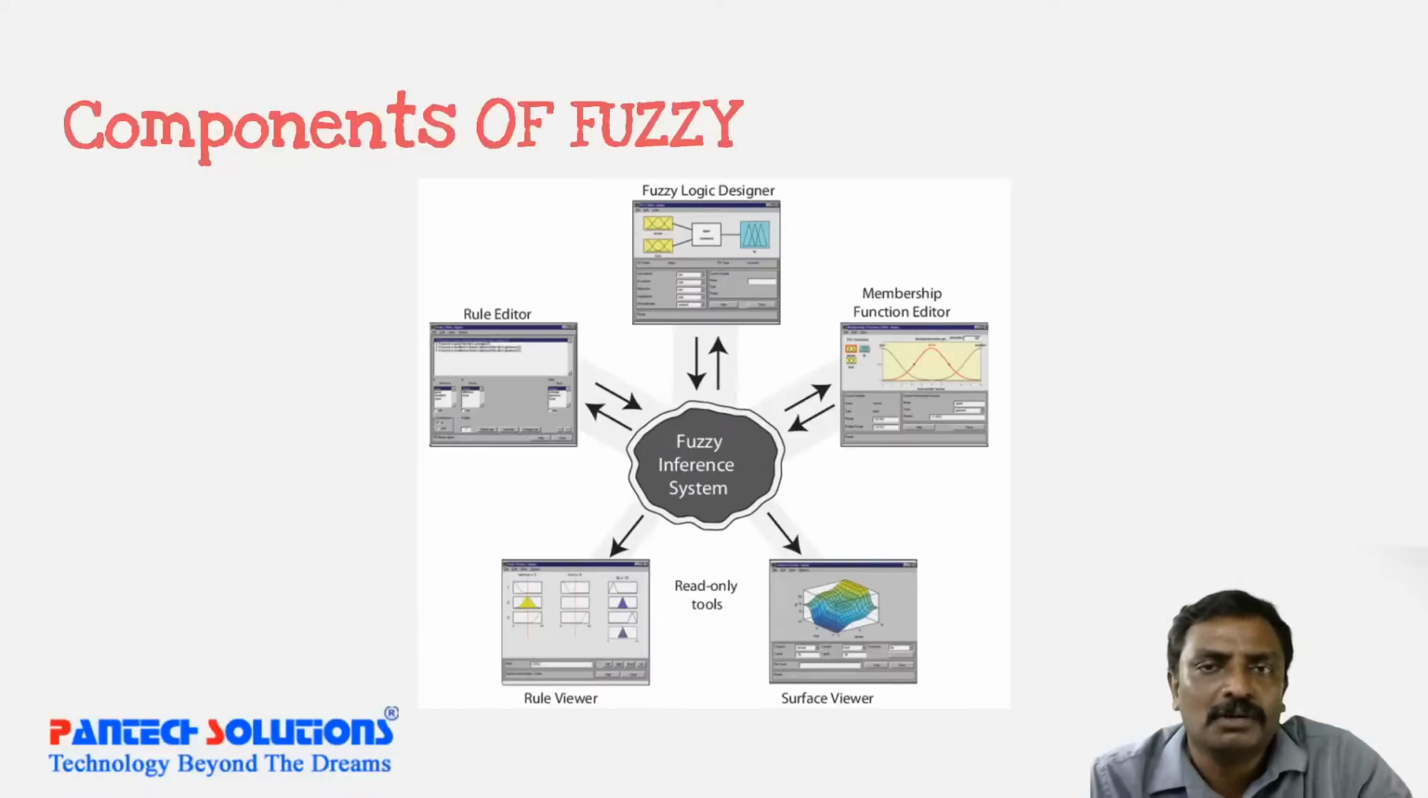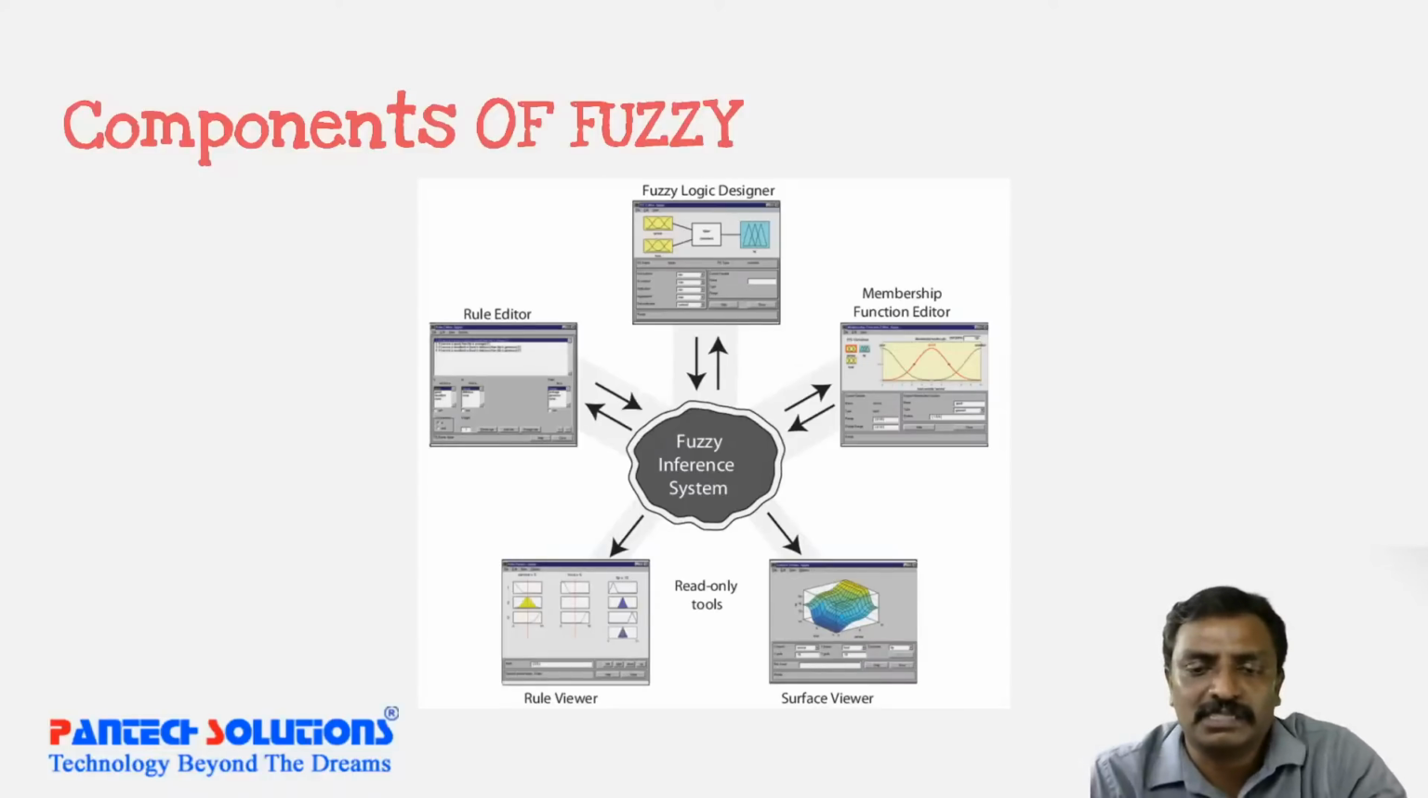And the rule viewer can evaluate the rules. These 2, rule viewer and surface viewer, are only read-only tools. They are just used to evaluate the system. So you could evaluate the system by using the rule viewer, and if you want to modify, then you could go to the rule editor and modify the rules. Okay, so that's a basic thing.